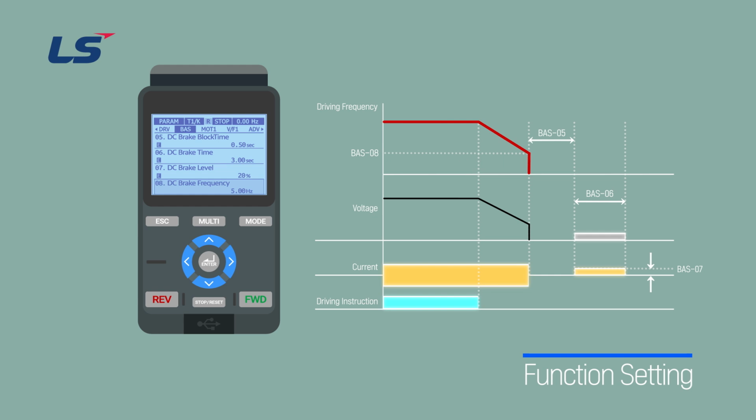In BAS Group 8 DC brake frequency, pressing the Enter key will bring up the screen to set the frequency. Use the arrow keys to set it and press the Enter key to complete the setting. The DC braking start frequency can be set from 0 to 60 Hz depending on the equipment condition.